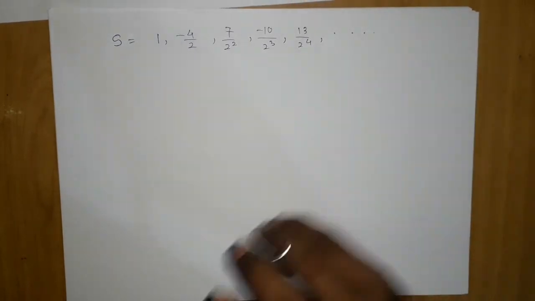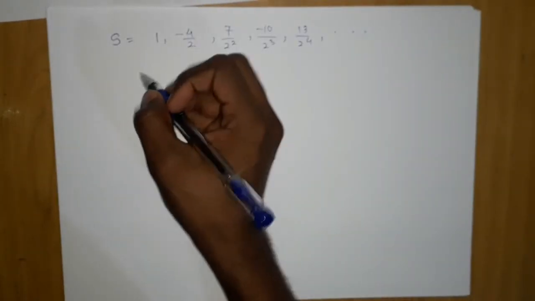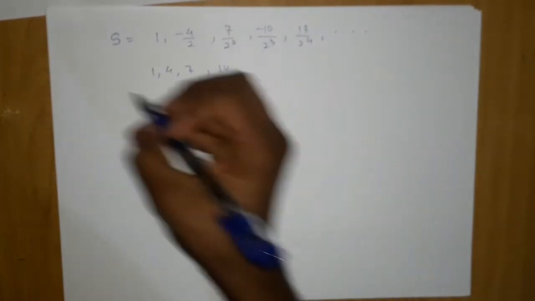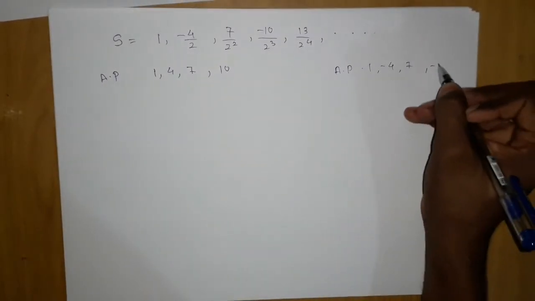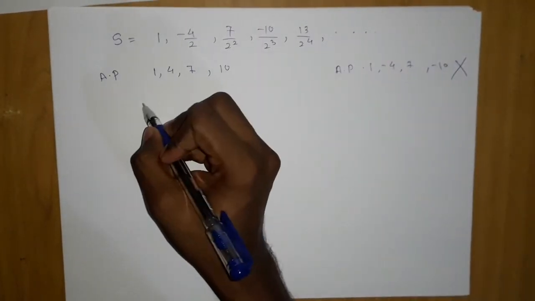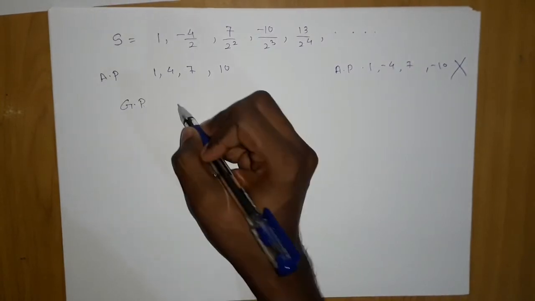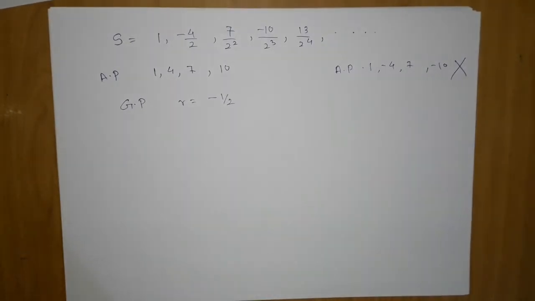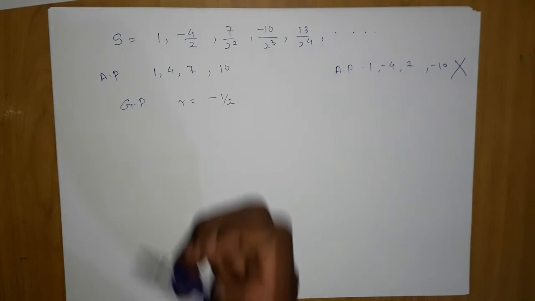Now considering the AP, you can say AP is 1, 4, 7, 10. Don't say that the AP is 1, minus 4, 7, minus 10. Wrong. This cannot be an AP. I told you never to take D negative in an AP. Further on, the common ratio of the GP is nothing but minus 1 by 2. Take the GP common ratio as negative, never take D negative. That is the main thing this question wants to tell you.